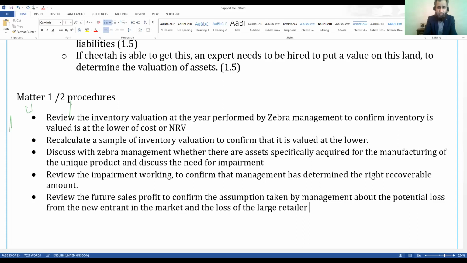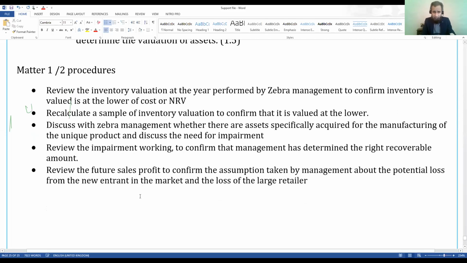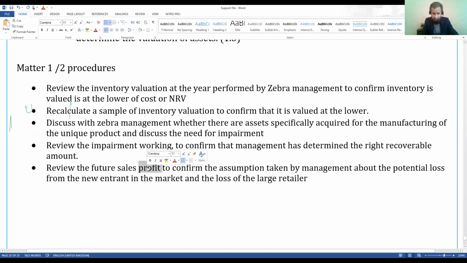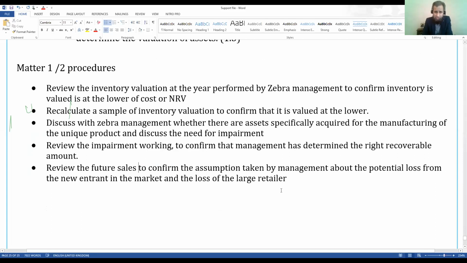What assumptions has the management taken? How will the sales be impacted? Can I review the management working for future sales to confirm the assumptions taken by management about the potential loss from the new entrant in the market and the loss of the large retailer? And can I also confirm whether the assumptions are realistic or not?